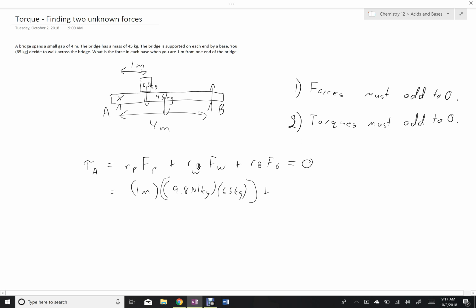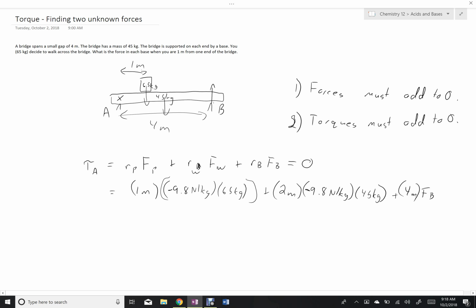The radius of the bridge, or the wood, we're going to assume that the wood's mass is evenly distributed throughout, and so it's acting at a distance of 2 meters. And again, it's the force of gravity acting on that piece of wood that we're interested in. And finally, the base B that's pushing this bridge back up, sorry, these should be negative 9.8s, is acting up, so that's the force of the bridge, and its radial distance is 4 meters.